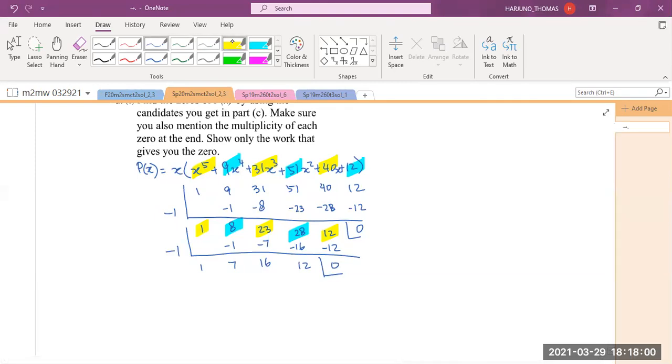Let's check that again, just in case it happens again. 17, is it equal to 19? No, so -1 is not a 0 anymore. What other number would you like to try? Let's just try it directly here. Would you like to try -2, maybe? Let's try.